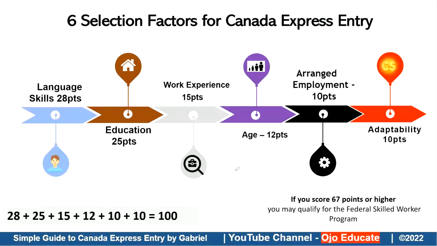So for you to be able to do that, there are things you can control here, and there are things you cannot control. For instance, you can control your score in English. You have control over your education. You cannot control your age. This you might not be able to control also.